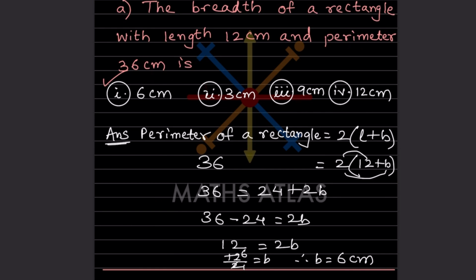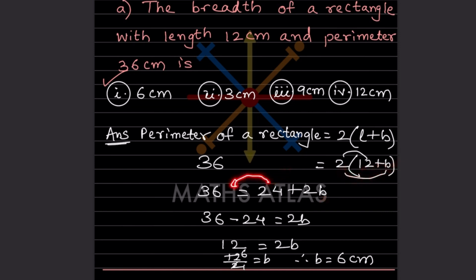First, when the perimeter is given, you have to start with the perimeter. So the perimeter of a rectangle is twice into length plus breadth. So now the perimeter is given as 36. Below perimeter you will write 36, and 2 into length plus breadth. Length is 12. You don't know the breadth. So what will you do here? 36 you will write as it is. 2 into 12 is 24, and 2 into b, so 2 is for both of them, that is 2b.